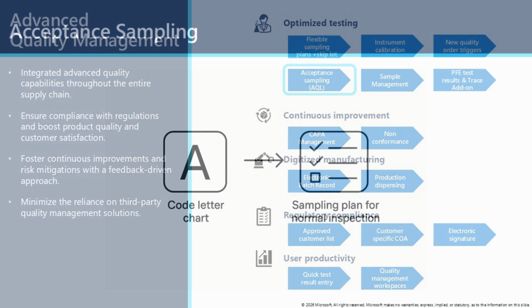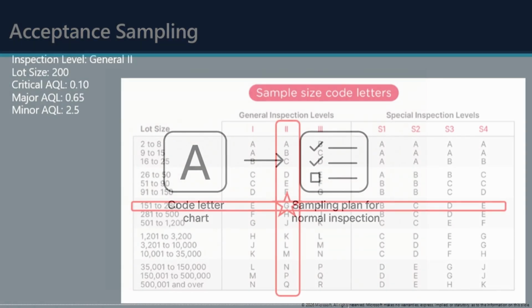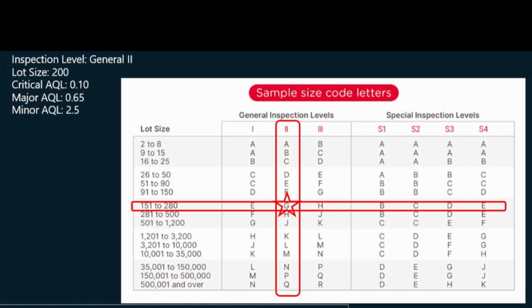Next is the feature, acceptance sampling. Acceptance sampling is a statistical method used in quality control to determine whether a batch of products meets specified standards. The basis for acceptance sampling is two charts, a code letter chart and a sampling plan for normal inspection, also called the master chart. In the code letter chart, you find a code letter based on the size of the lot you are about to inspect.